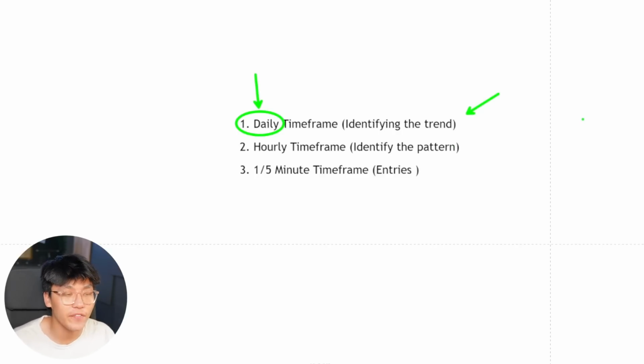So we want to identify the trend on the higher time frame. Is this bearish? Is this bullish? What type of order flow are we displaying? Are we consistently making higher highs, higher lows, lower highs, lower lows? What type of trend is forming on the daily time frame?